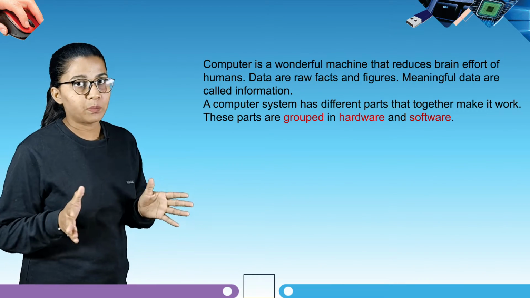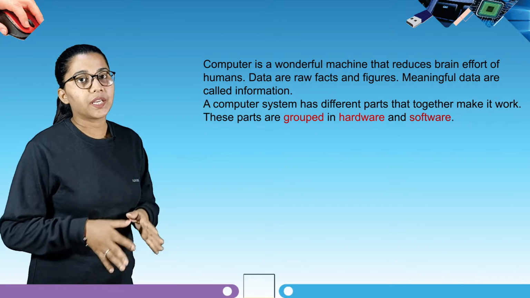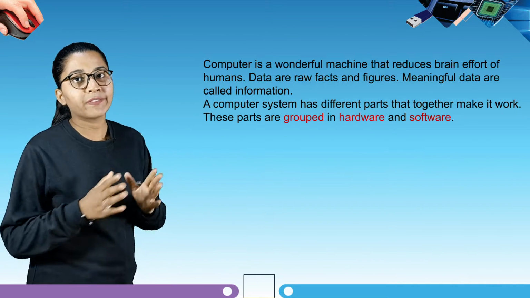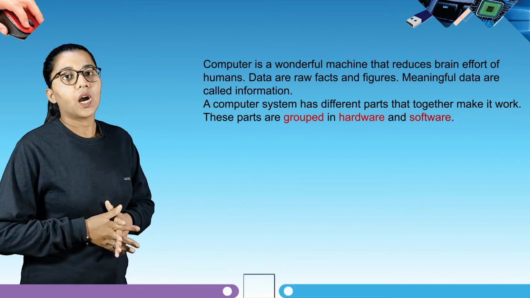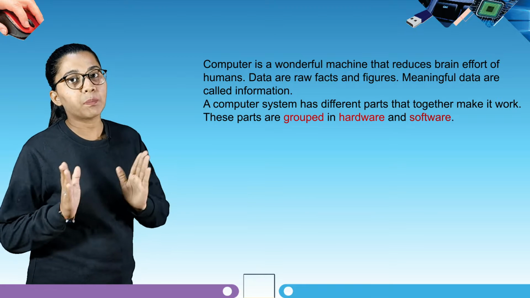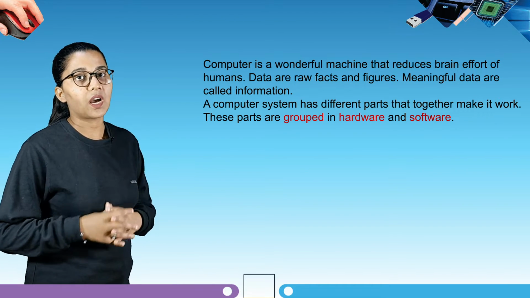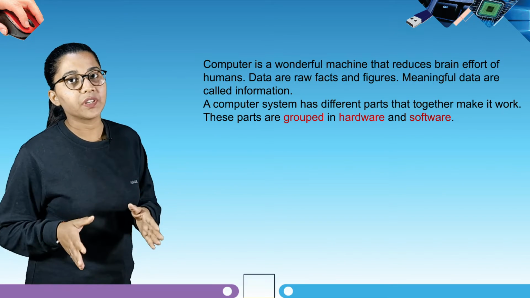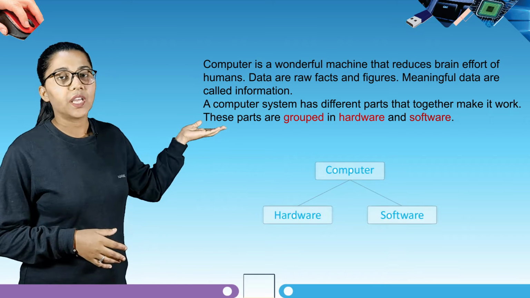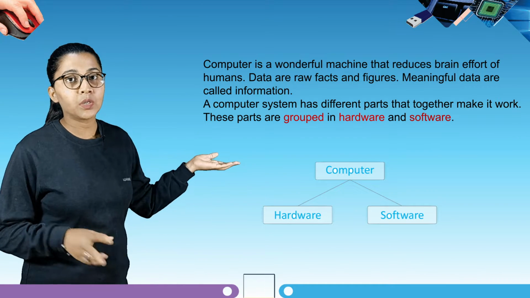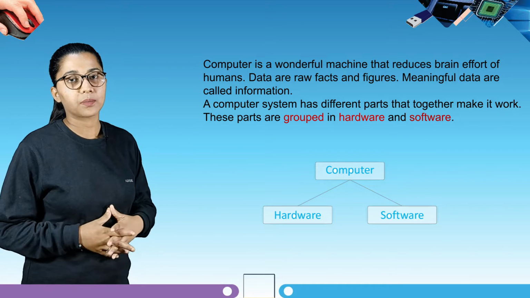Computer is a wonderful machine that reduces brain effort of humans. Data are raw facts and figures. Meaningful data are called information. A computer system has different parts that together make it work. These parts are grouped in hardware and software. Now students, here you can see a figure in which computer is divided into two parts, that is hardware and software.